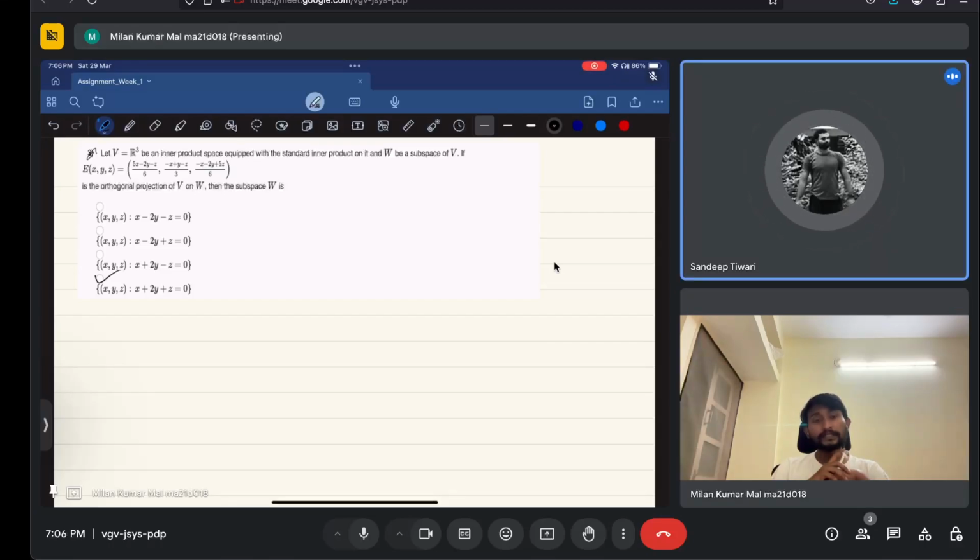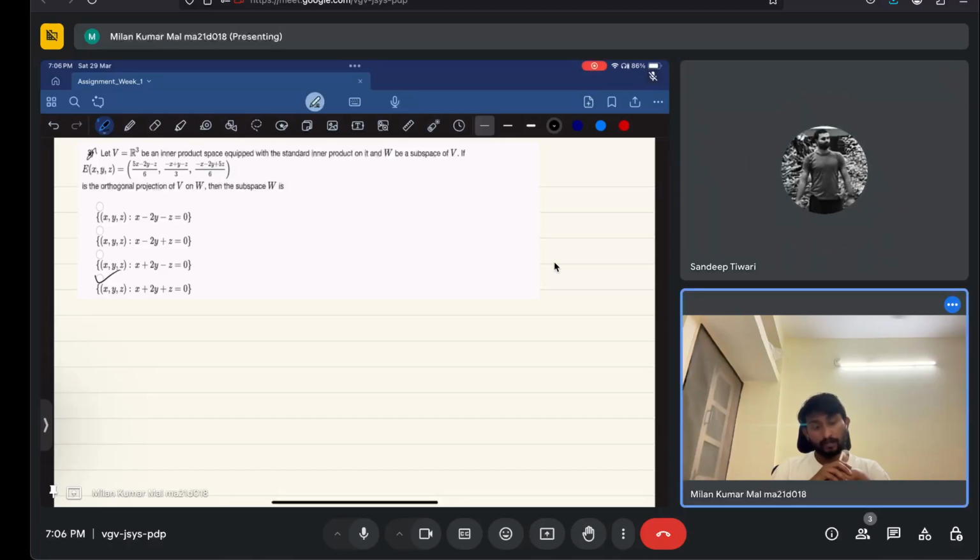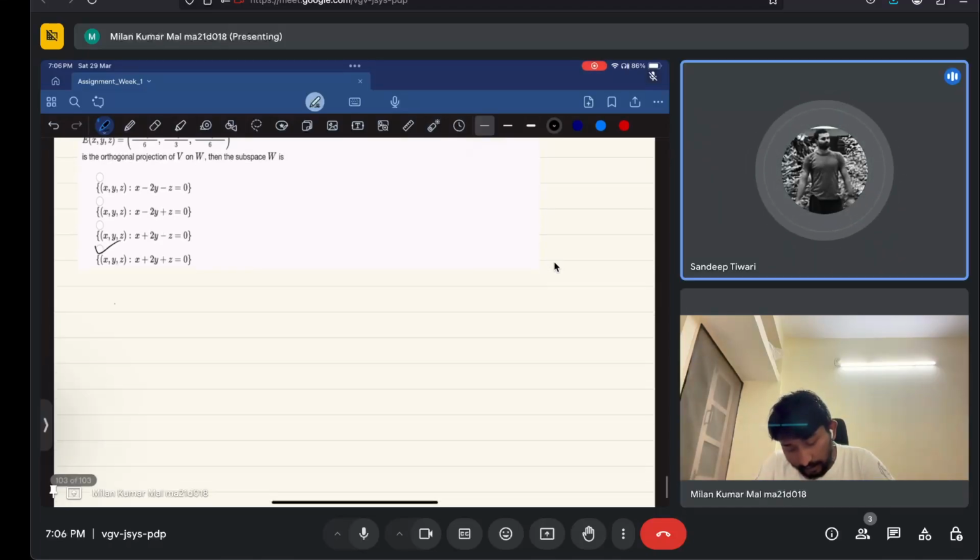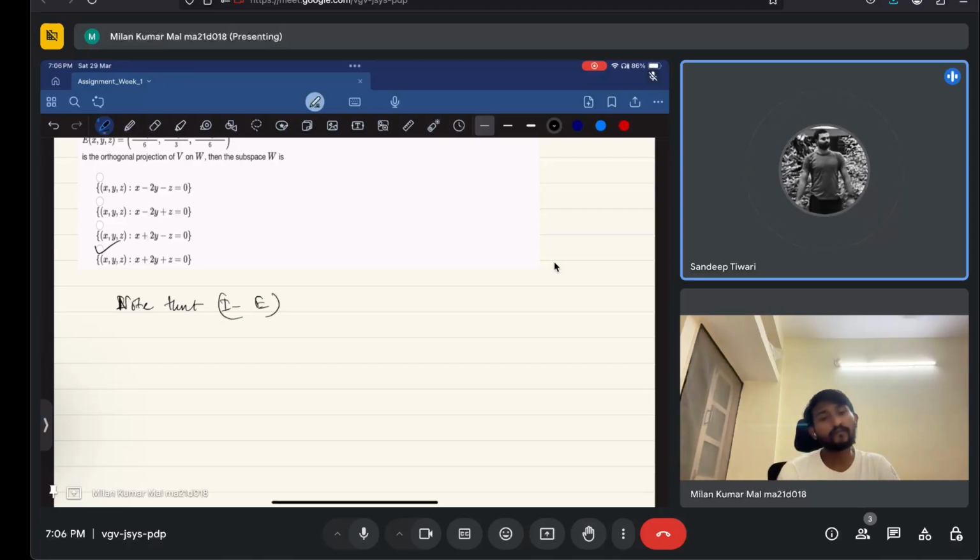W perp is I minus E, and E is the orthogonal projection. That is in some pattern, I think. I minus E is the projection, so I minus E V is in W perp. Actually, W perp is equal to I minus E V, where V belongs to W.